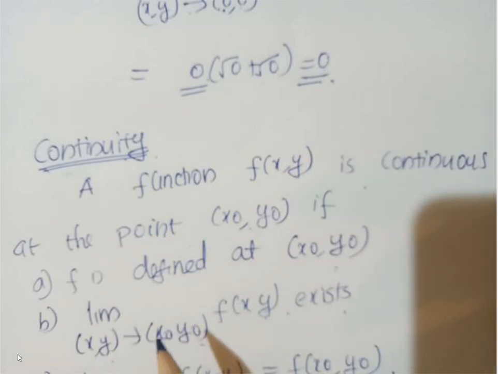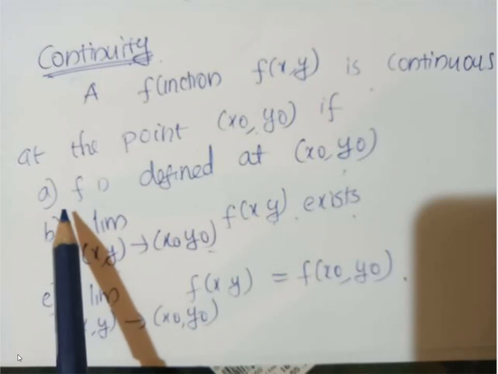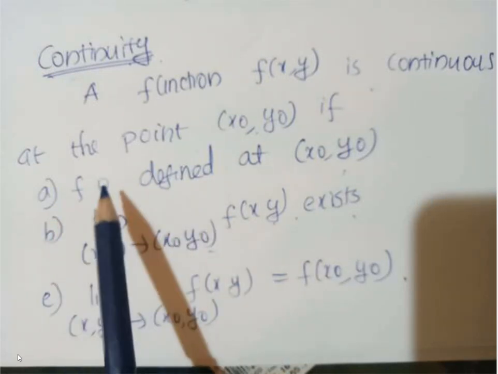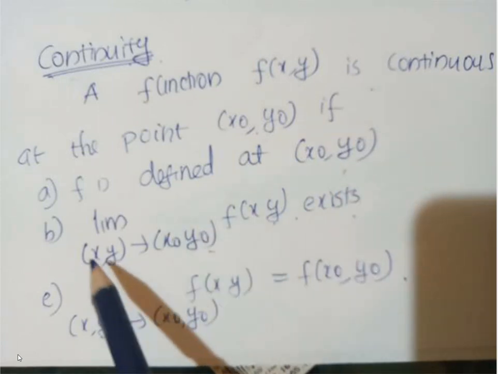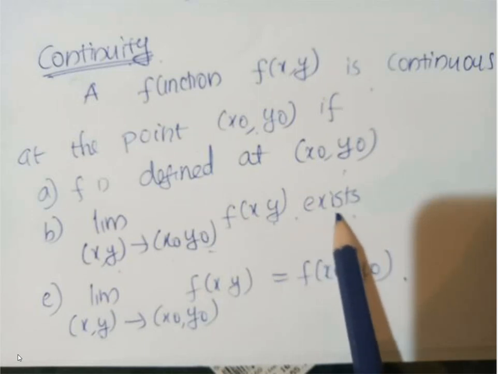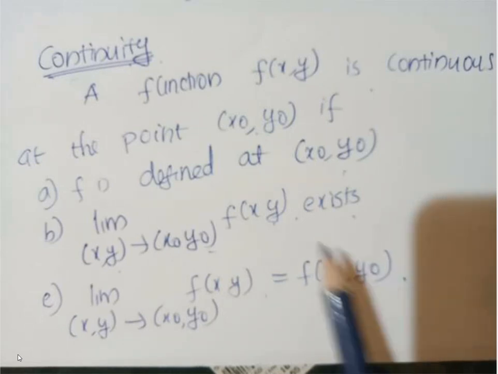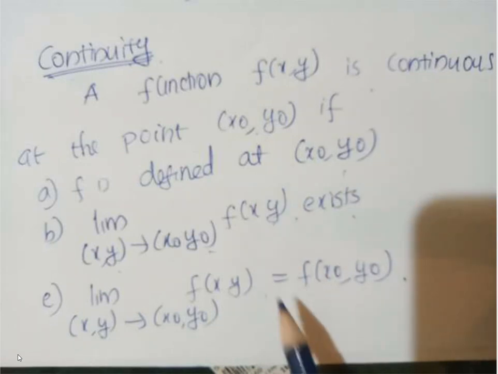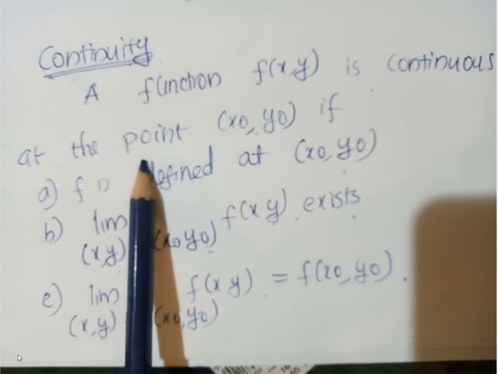So the three things are: f is defined at (x0, y0); the limit as (x, y) tends to (x0, y0) of f of (x, y) exists; and the limit as (x, y) tends to (x0, y0) of f of (x, y) equals f of (x0, y0), right? If these three conditions are satisfied, then the function f of (x, y) is continuous at a point.